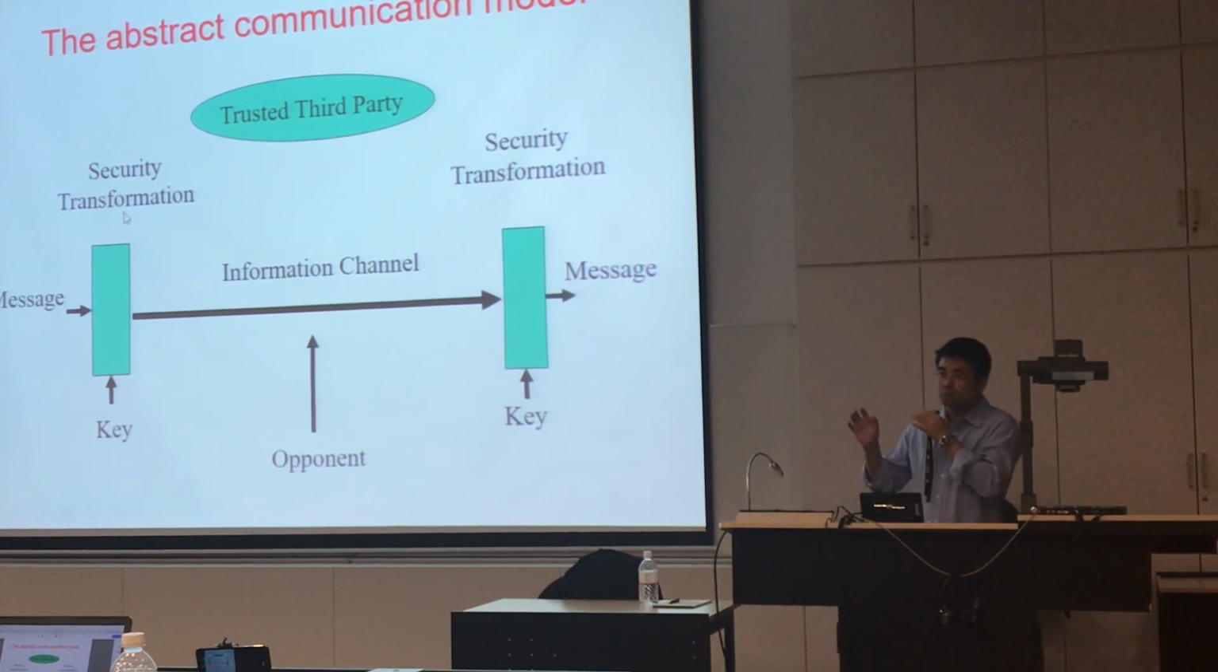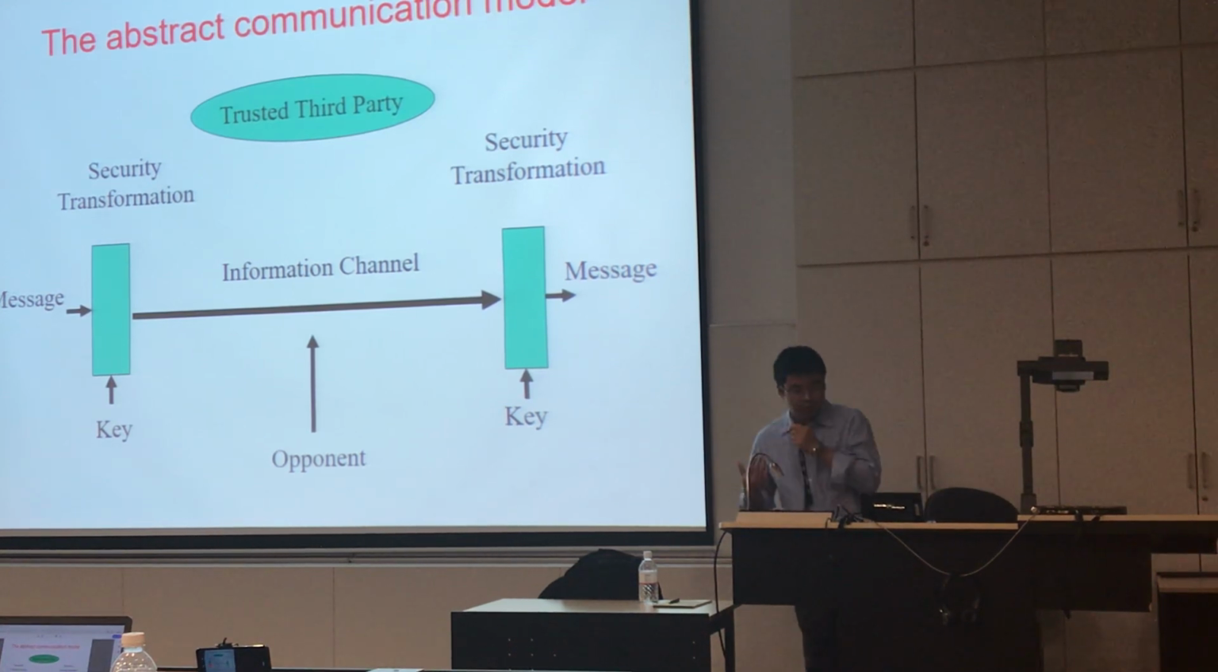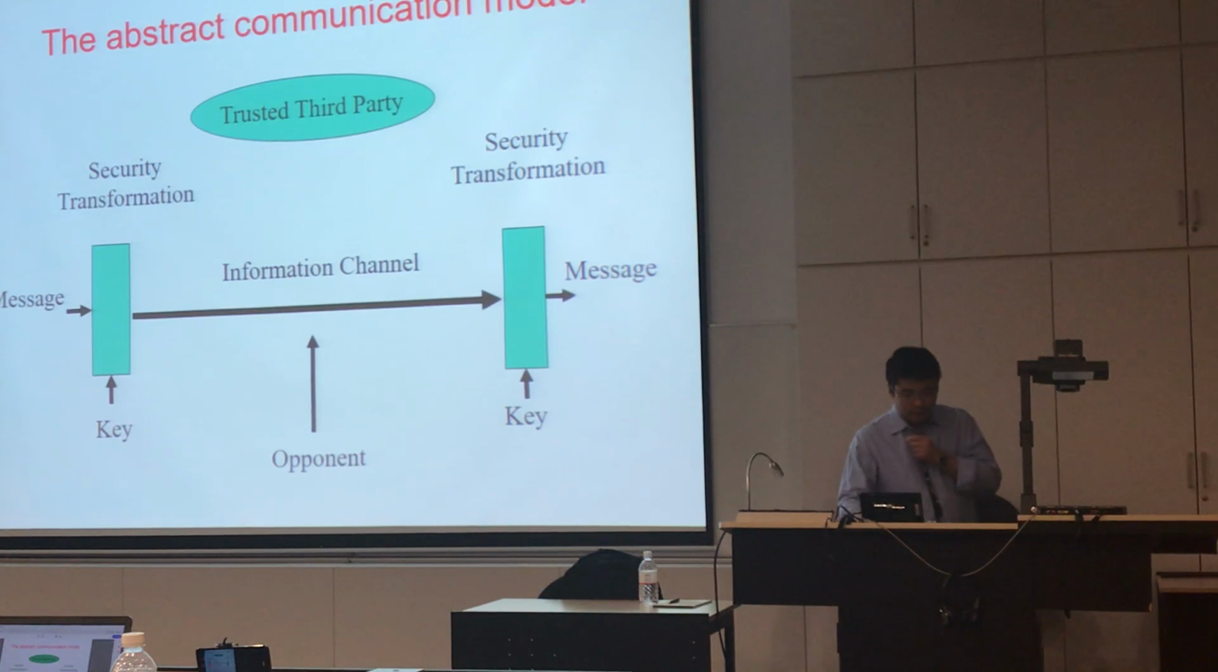So we may need to do multiple transformations in order to ensure multiple security properties. If we want to achieve secrecy, integrity, anonymity, all those goals, then you need to do a complex security transformation here. All right, so we will look at the details later. We apply some cryptographic tools to perform the transformation. And then, during this process, the model may also have a so-called trusted third party.